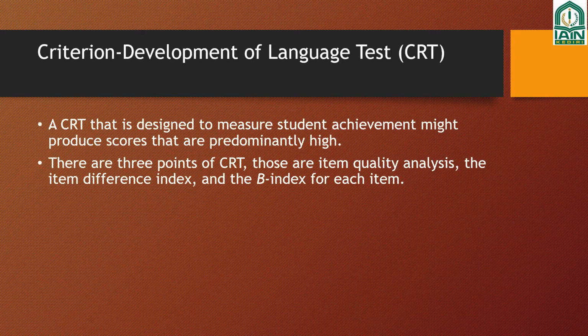And now let's discuss criterion-referenced development of language test, or CRE. A CRE that is designed to measure student achievement might produce scores that are predominantly high. There are 3 points of CRE. Those are item quality analysis, number 2 the difference index, and the last is the B index for each item.